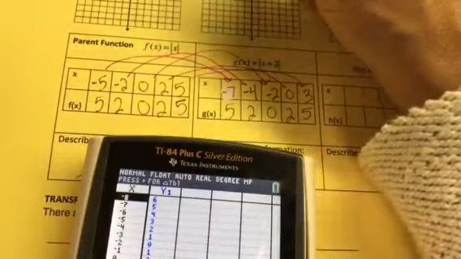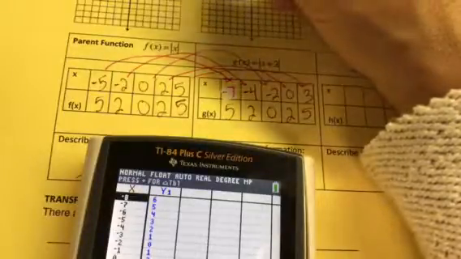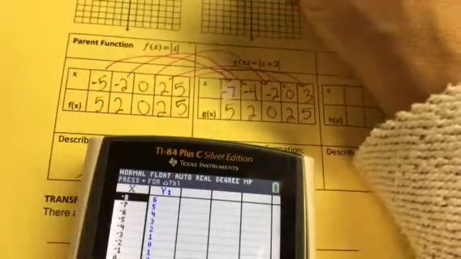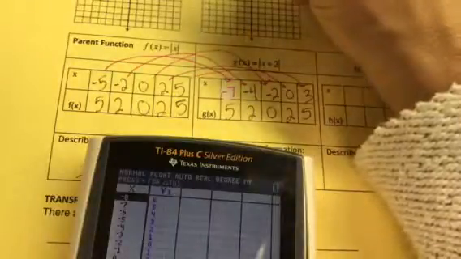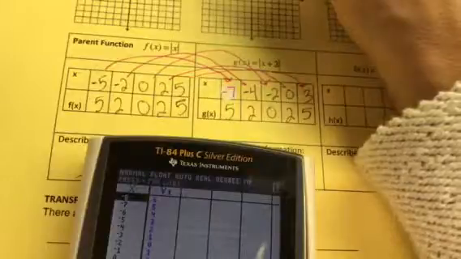So 5, -7, 1, 2, 3, 4, 5, 6, 7. Here's -4. Here's this one. Here's 0, 2, and 1, 2, 3. Here's 3, 5.